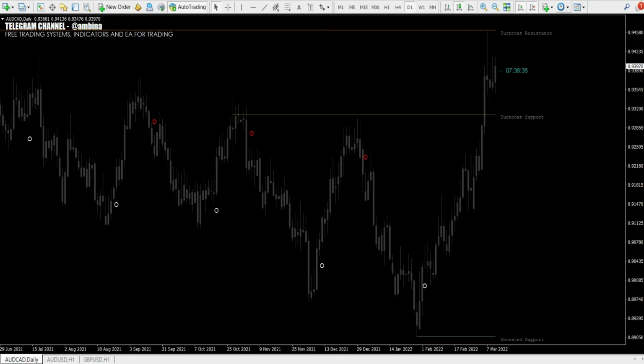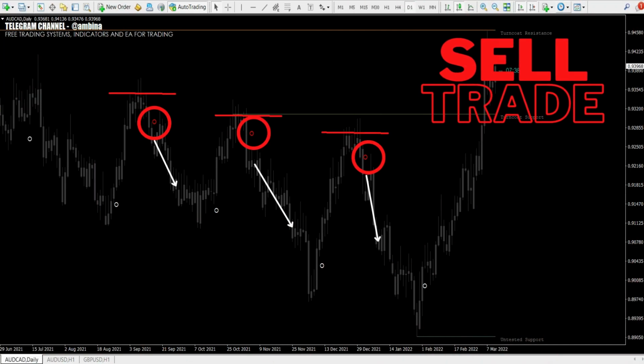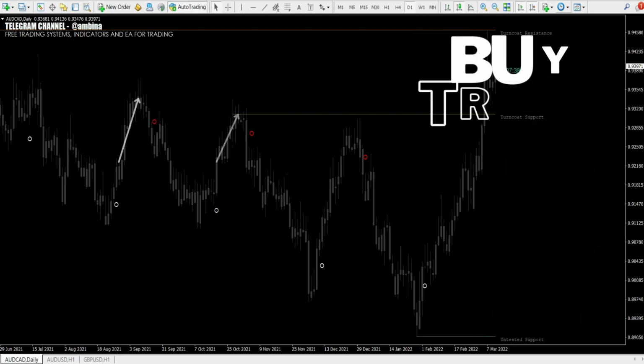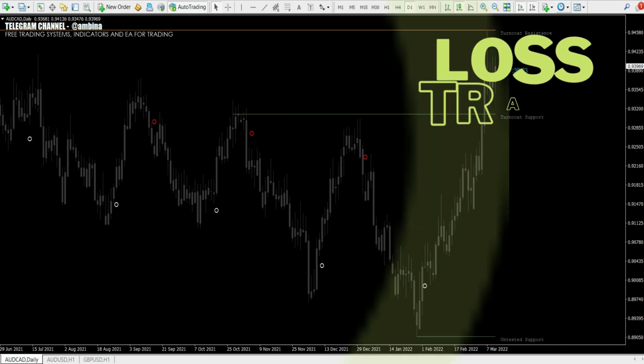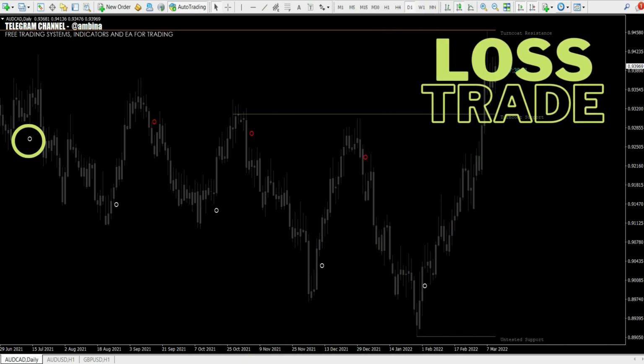Here I am selecting the daily timeframe. Here all 3 sell trade setups are in profit as per our recommendations. And out of 5 buy trade setups, 4 trades are in profit as per our recommendations. Only 1 trade is in loss.